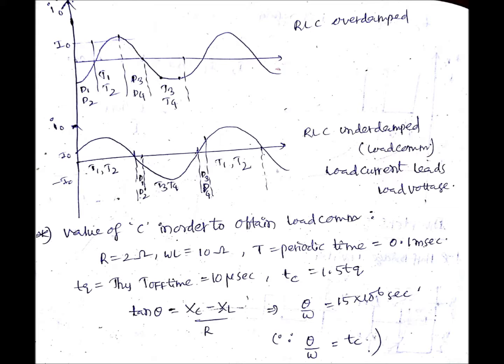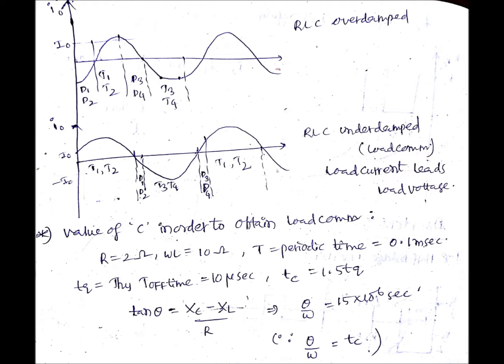Let us say some values like resistance 2 ohms, omega L equal to 10 ohm, and periodic time is 0.1 milliseconds. And it is given that thyristor turn off time is 10 microseconds. And what is TC? Circuit turn off time. Thyristor turn off time is different, circuit turn off time is different. And you know, circuit turn off time should be greater than thyristor turn off time. That is equal to 1.5 TQ.